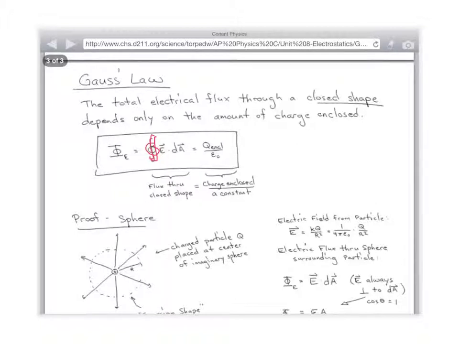And the total flux through the balloon is the charge enclosed divided by epsilon naught. Hey, there's epsilon naught. Notice the lack of k, because it's not 4 pi k. The flux through the balloon is equal to the charge enclosed divided by epsilon naught. The permittivity constant is a fundamental constant of the universe, like big G. It doesn't depend on anything.